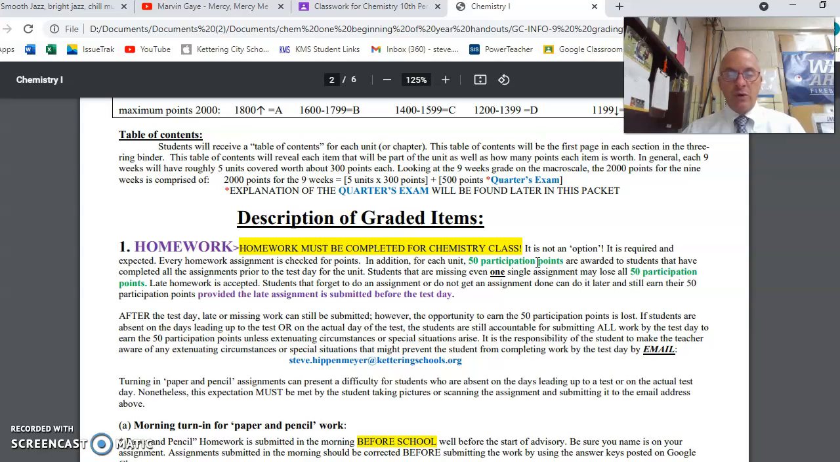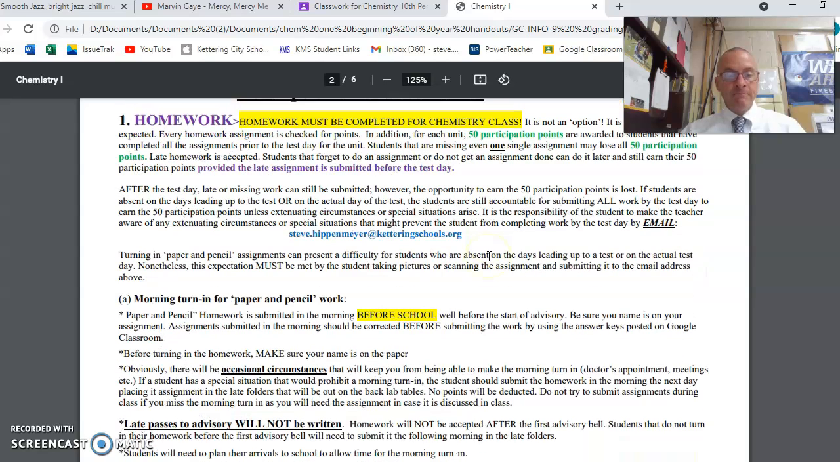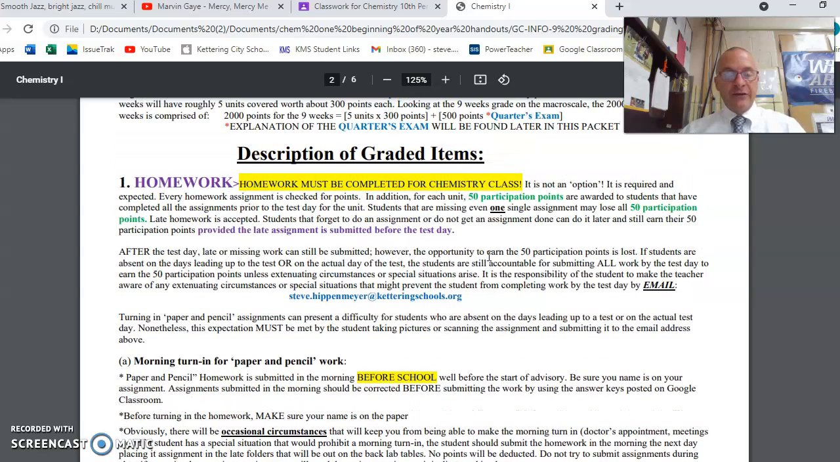We only have 2,000 points. So over 10% of your grade is given for completing the work. So each assignment is graded plus 50 participation points are awarded as well. If you are late completing an assignment, let's say an assignment is due on a Tuesday and you don't have it done on that Tuesday, as long as you get that assignment in before the day of the test, you can still earn your 50 participation points. So the goal is to get everything done by the day of the test.